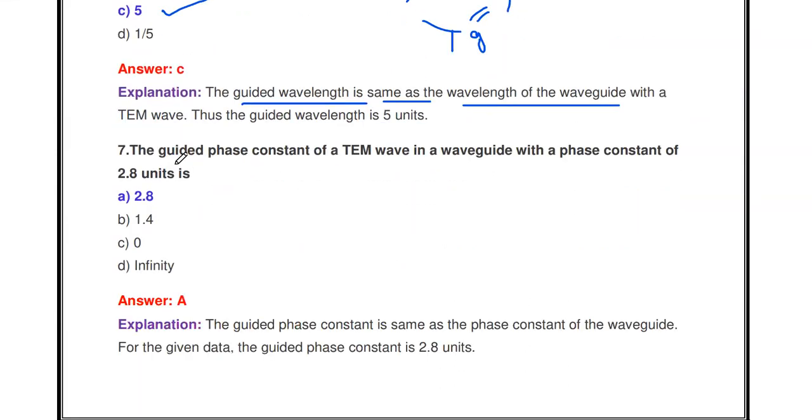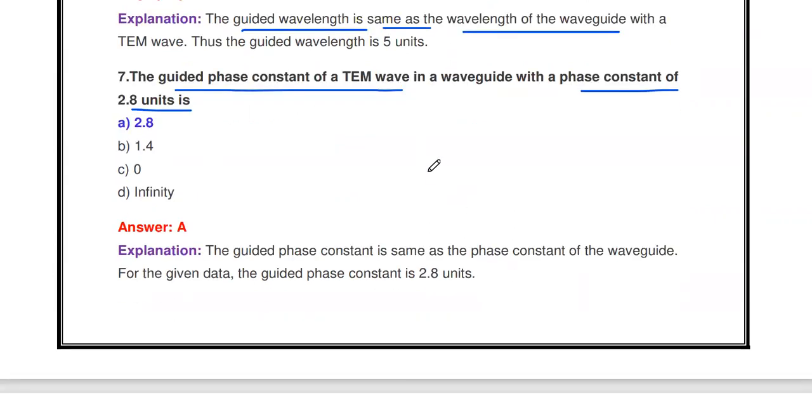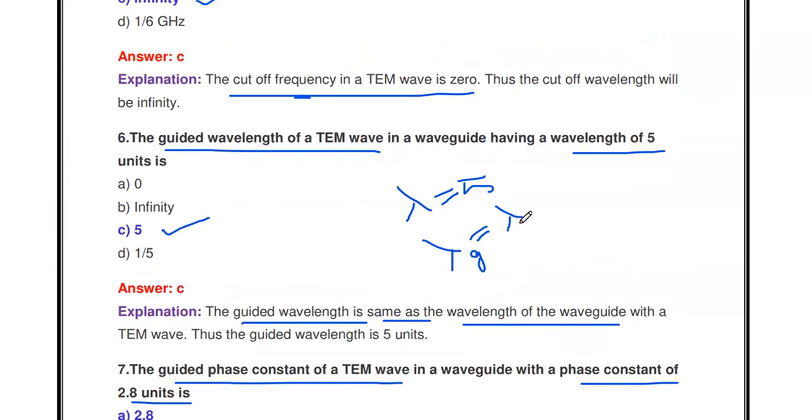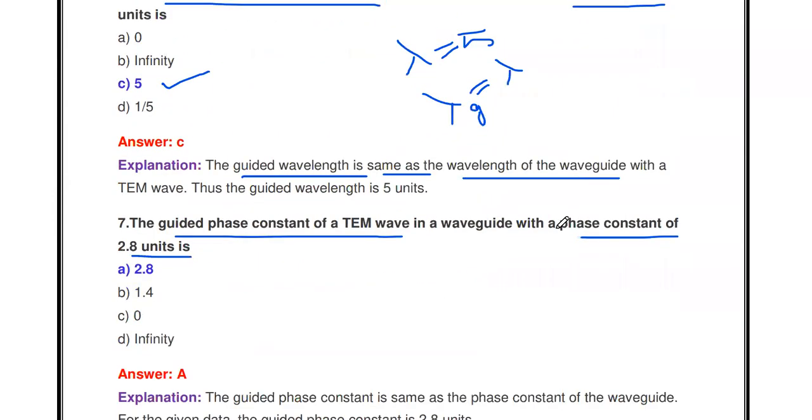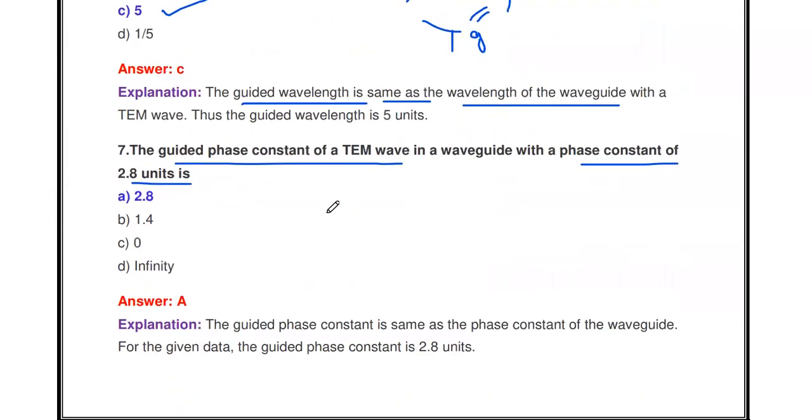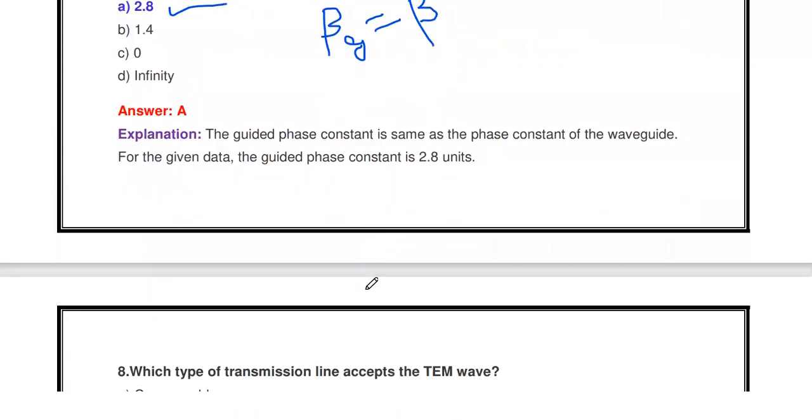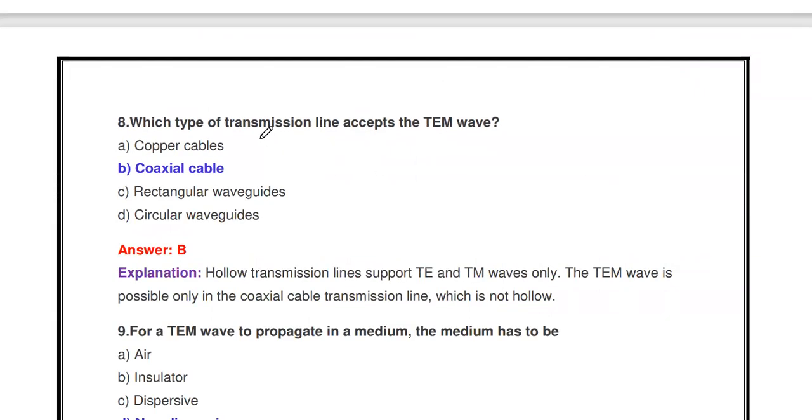Similarly, the guided phase constant of a TEM wave, if the phase constant is 2.8 units, is dash. Similar to the guided wavelength, the guided phase constant, beta g, is also equal to the phase constant of the particular wave. So beta g is equal to beta, 2.8, for the TEM wave.